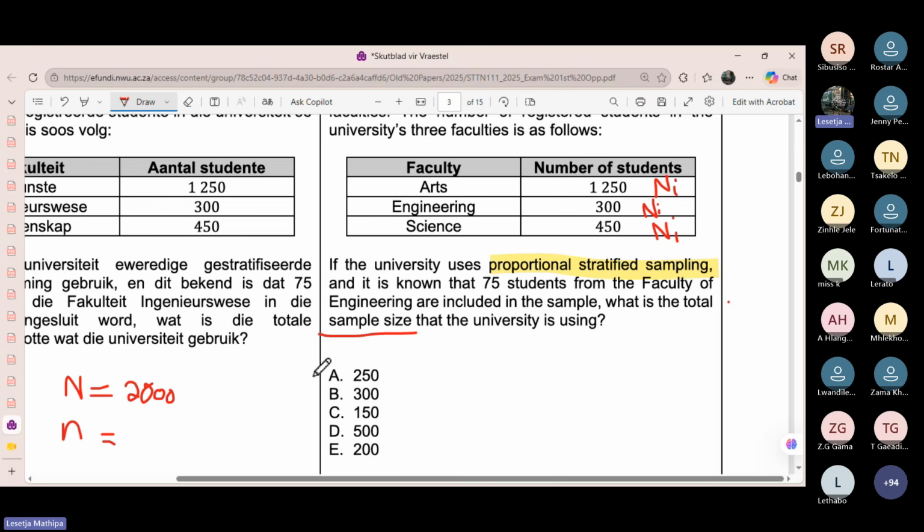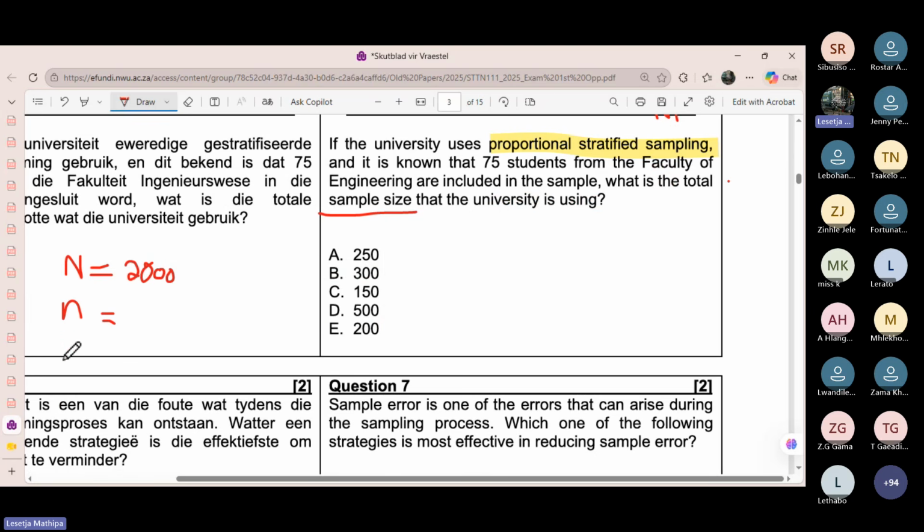So under the Faculty of Engineering, the small letter n i will be equal to 75. We're looking for small letter n. Which method are you going to use? You can either use that formula, or you can also use this one: capital letter N i divided by capital letter N is equal to small letter n i divided by small letter n. It's the same thing as the one on the formula sheet.